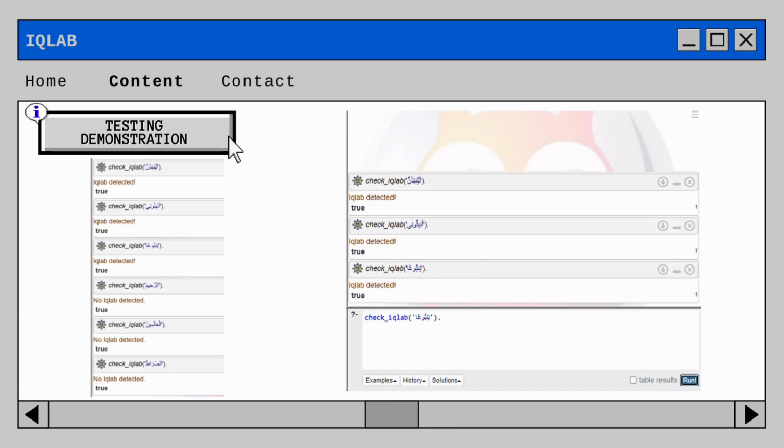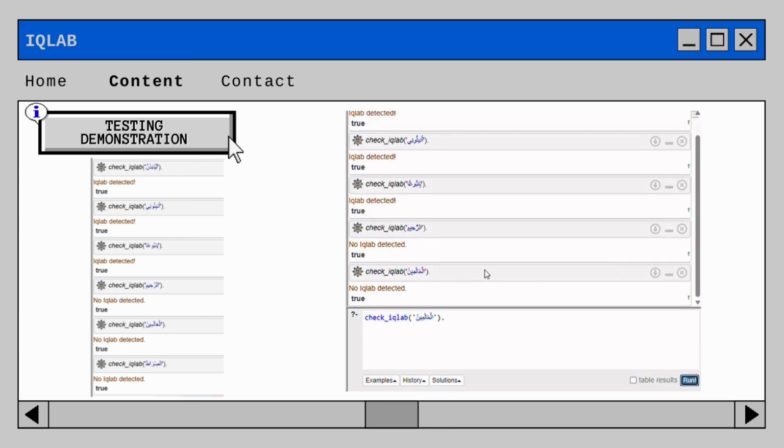Now we want to check for Arabic words that should not return as IQLAB detected. So firstly, we want to check for Ar-Rahim. And it returned back as not detected. Next, we want to check for Al-Alami. Okay, it came back as no IQLAB detected, which is correct. And then lastly, we want to check for Al-Sirat. And it should return as no IQLAB detected.